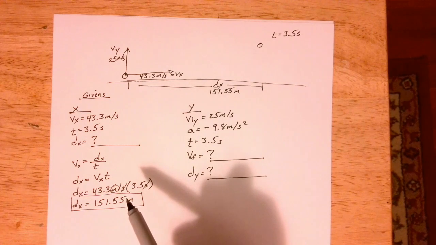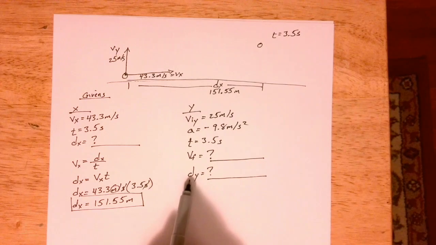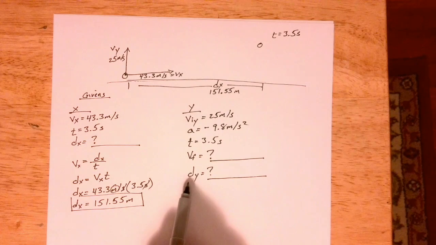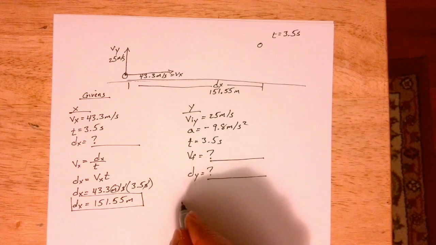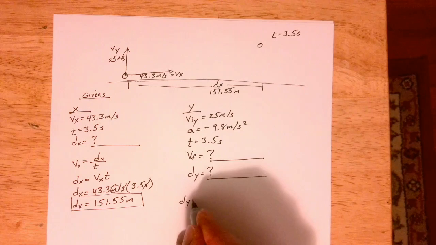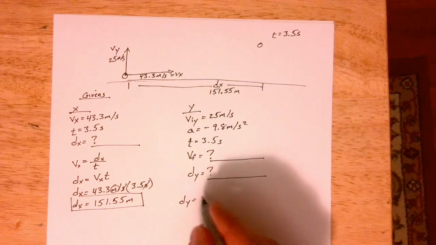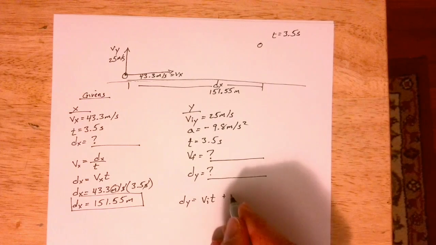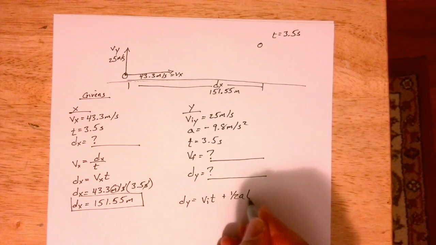So let's first solve for the distance in the y direction. You may solve for the velocity, that's fine. So the distance in the y direction, just d sub y, I'm going to be using v_i t plus 1/2 a t squared.